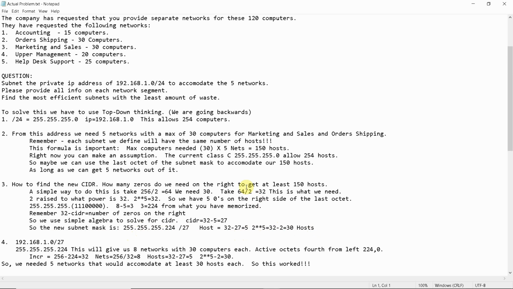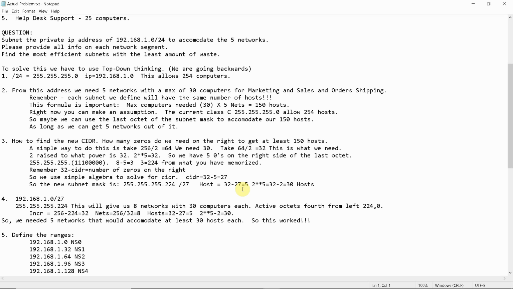So now we've figured out what our new subnet mask needs to be to accommodate what we've been asked to do. So we put it in here, /27, and our new subnet mask, which equals that. This will give us 8 networks, perfect, with 30 computers each.